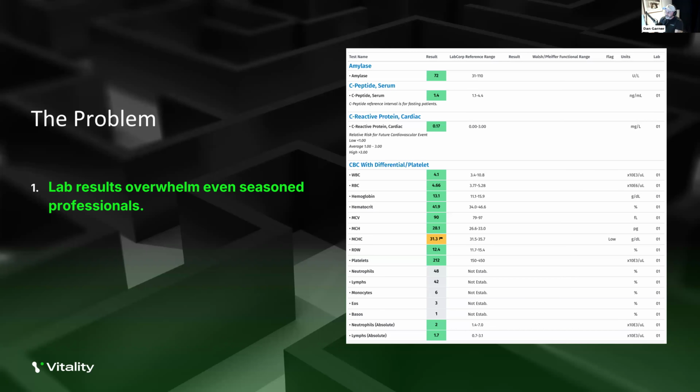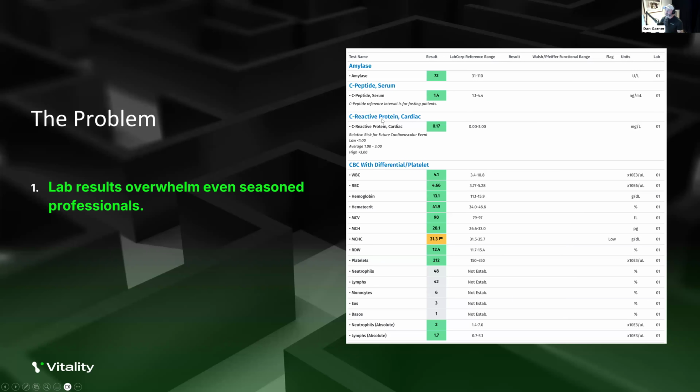What's our problem? Well, lab results definitely overwhelm even the seasoned professionals. I'm in talks with professional teams, dietitians, doctors, functional medicine practitioners, chiropractors, you name it, any type of profession that touches the world of blood work. It's really overwhelming. When you look at just a pure data sheet like this, of course, I'm used to this because it's like reading a music book for anybody who's played piano for 30 years.